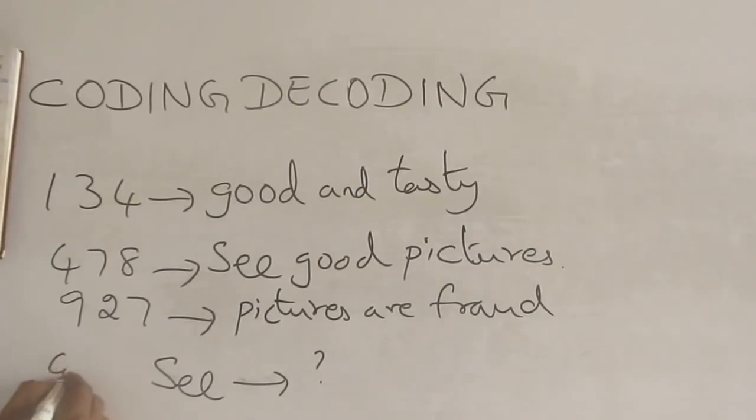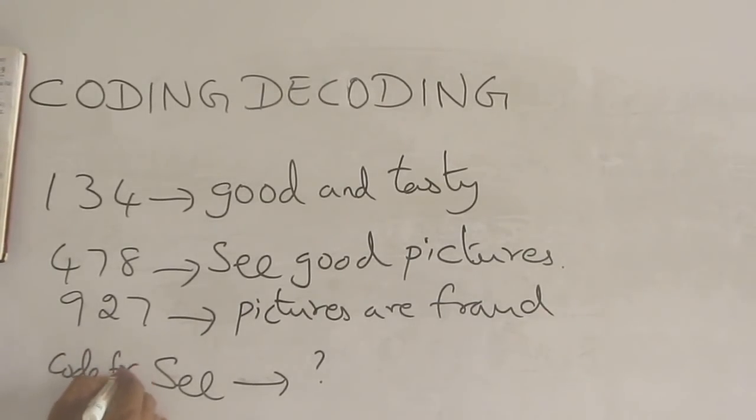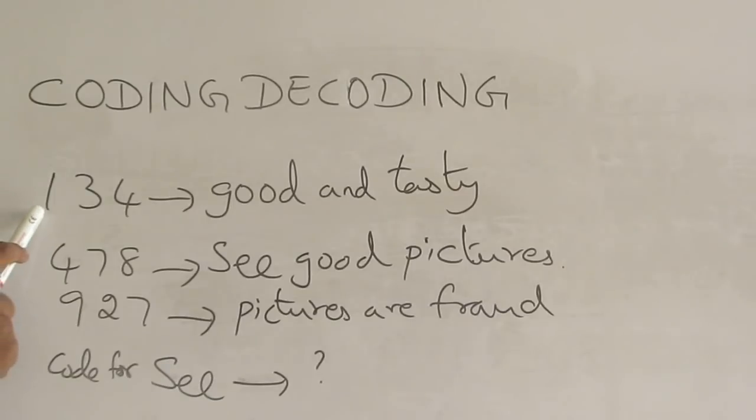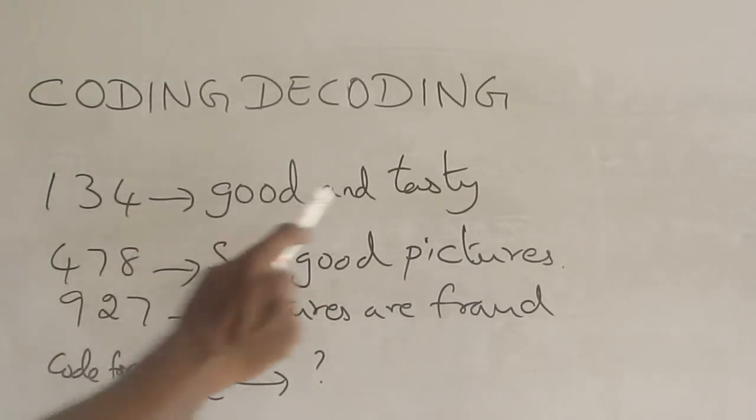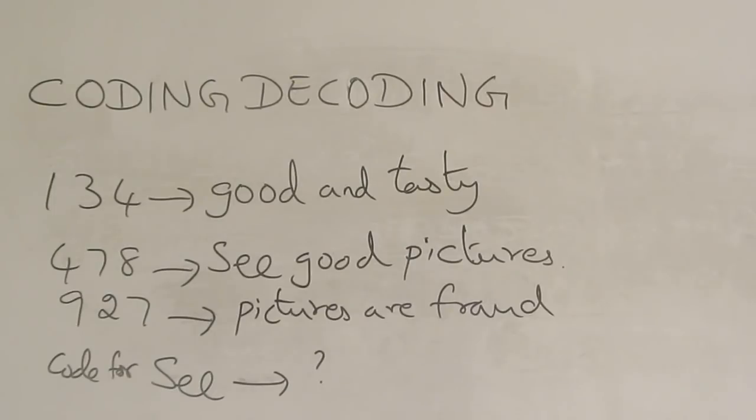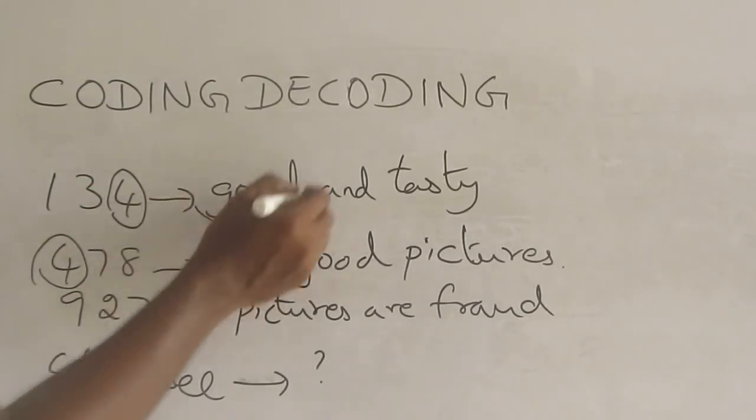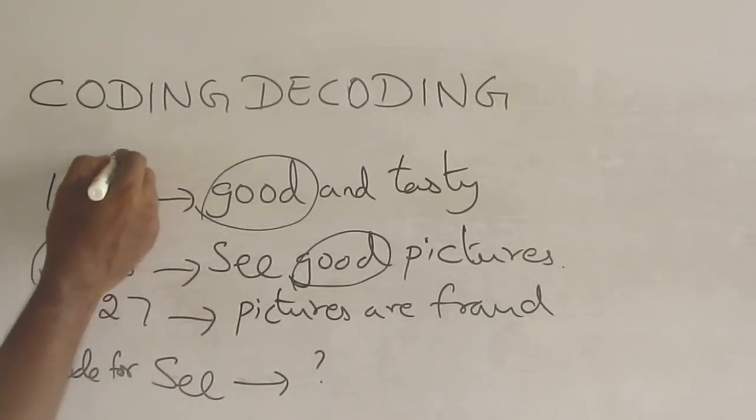Now this question is slightly different from the last question, because most of us think that 1 is good, 3 is and, and 4 is tasty. But it is not necessarily true. Here what we have to see is the common element between the first and second statement. What is common? 4 is common on the left side, and on the right side, good. So 4 is nothing but good.